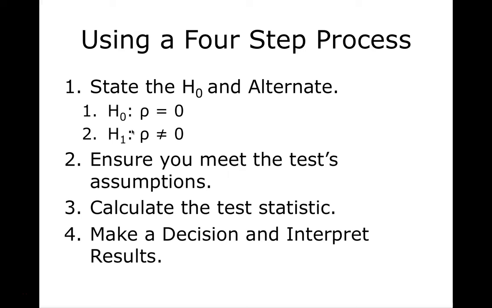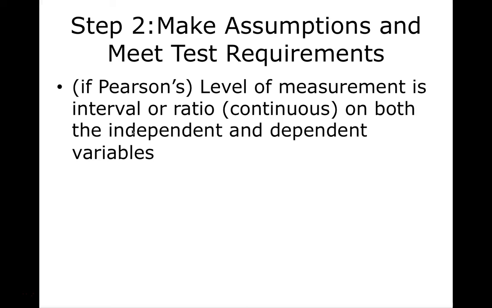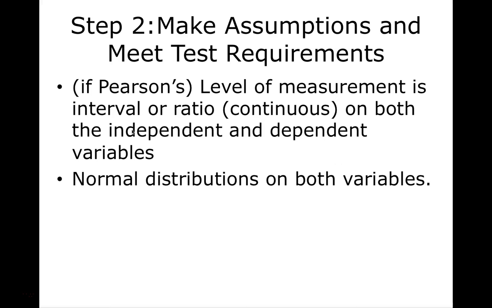We obviously state the null and alternative hypotheses. So if we're using Pearson's correlation, we want to make sure that the level of measurement is interval or ratio, so continuous on both our independent and dependent variables, so both x and y. We want to make sure that we have normal distributions or close to it on both variables.